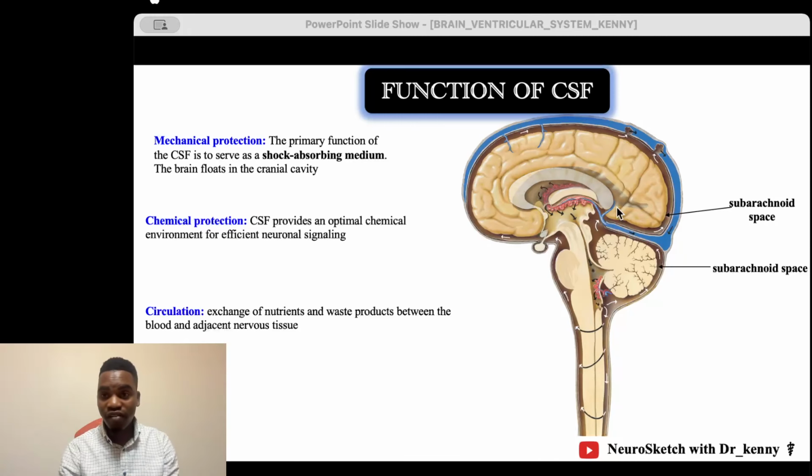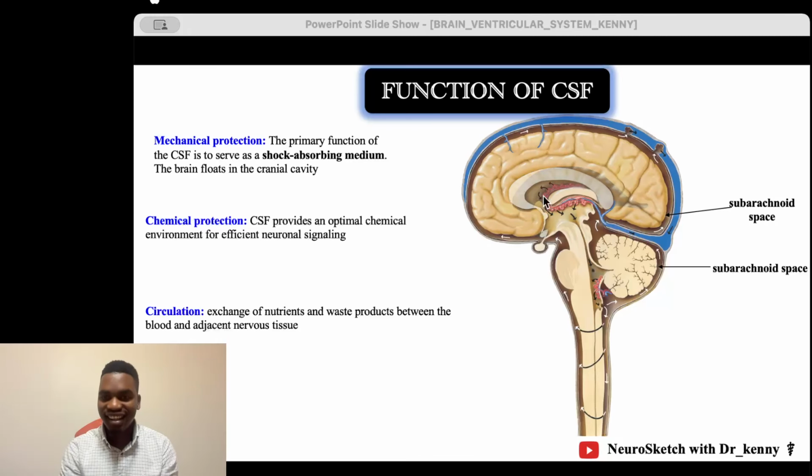It gives a shock absorbing environment. When your brain is subjected to shock, for example, when you are hit, the brain would just go to the side and hit the rigid skull, and the skull is rigid. So to avoid that, we've got the cerebrospinal fluid that acts like a shock absorber. It gives buoyancy to the brain. In other words, your brain floats in the skull because of the presence of the cerebrospinal fluid.